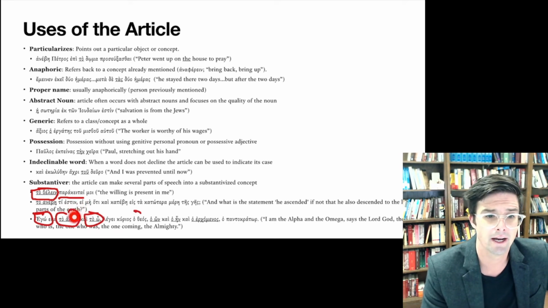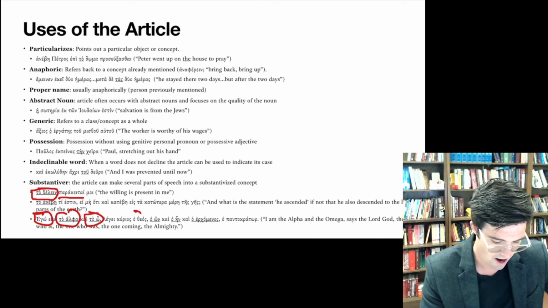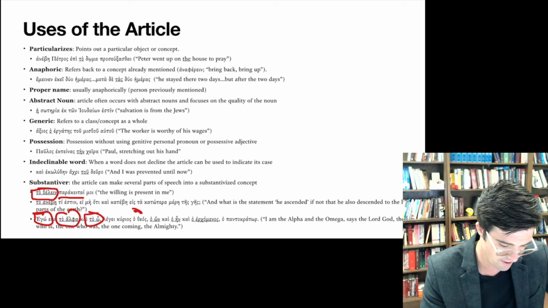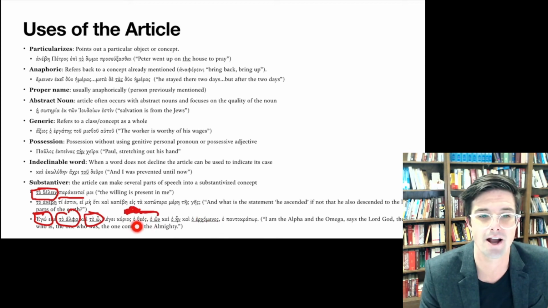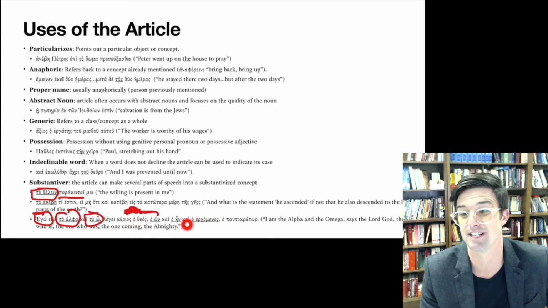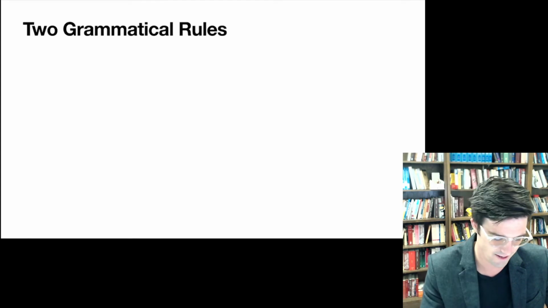predicates, and then all of these ones over here are further describing ha on, ha ain, and ha erchomenos are further describing ha theos. They are in apposition to ha theos here.